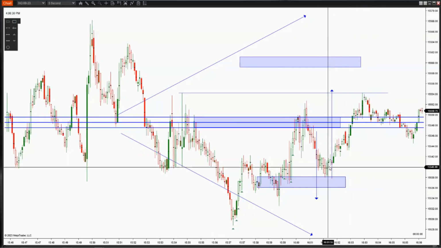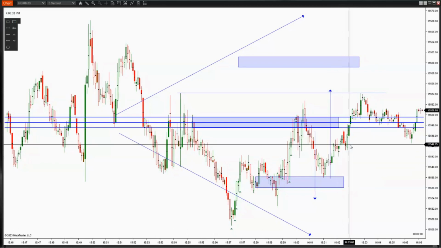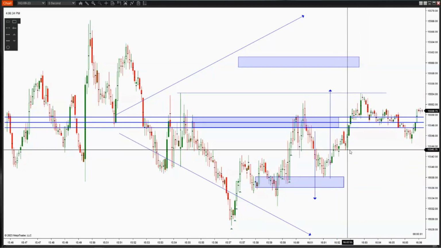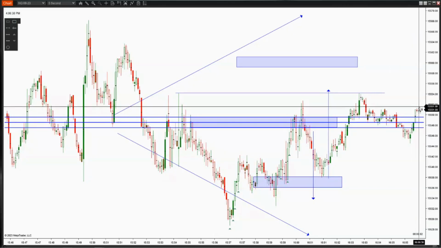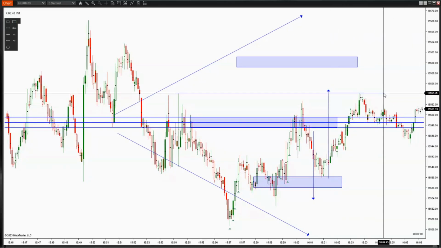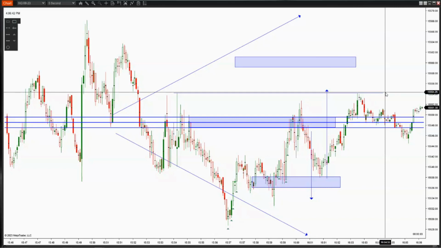Now, of course, they're still trending up. They're still trending up. And so this kind of matches. I mean, it's not 100% exact, but it's pretty close. Now, let's see if they'll take out this price level here, 550.